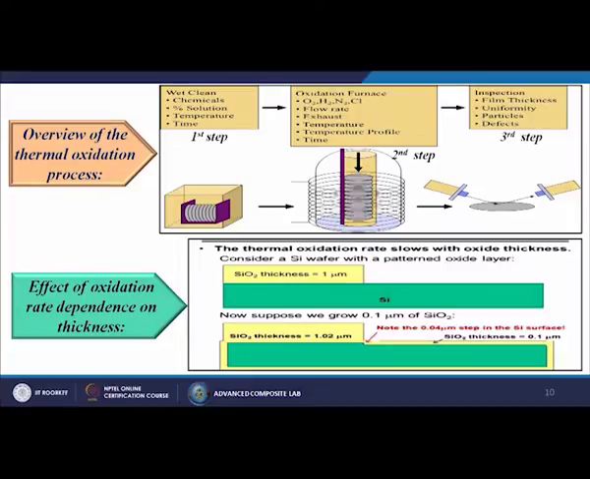Then the effect of oxidation rate depends on the thickness. So, this is one kind of literature review result. What we have found is that the thermal oxidation rate slows with oxide thickness. Consider a silicon wafer with a patterned oxide layer. SiO2 thickness is generally 1 micrometer. Then silicon, now suppose we grow 0.1 micrometer of silicon dioxide, the thickness will be at that time 1.02 micrometer, and here the silicon dioxide thickness will be 0.1 micrometer. Note the 0.04 micrometer step in the silicon surface.